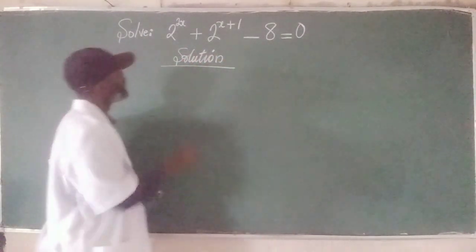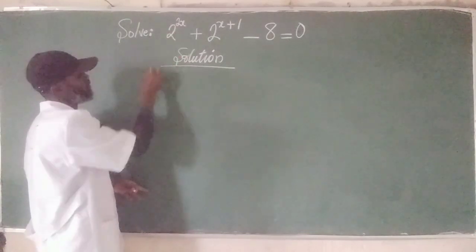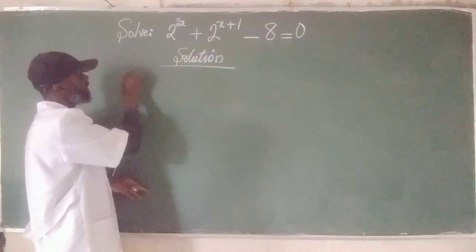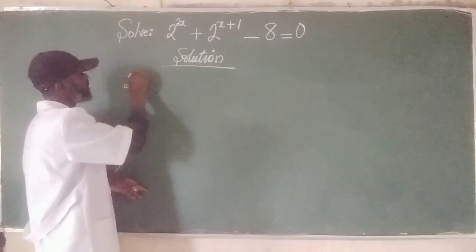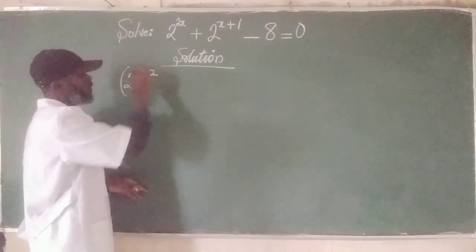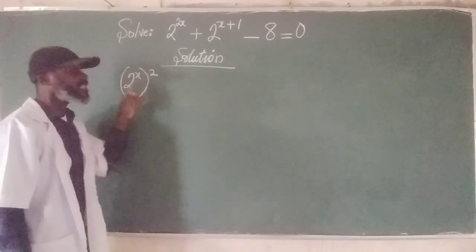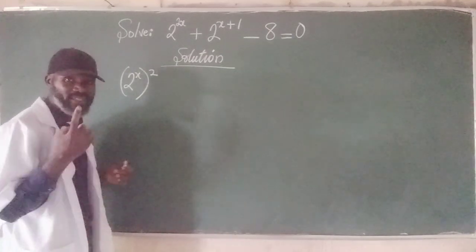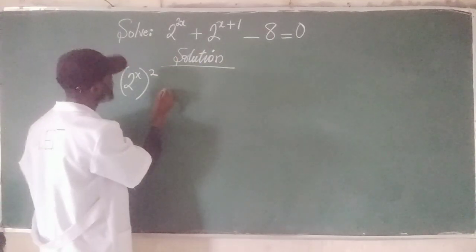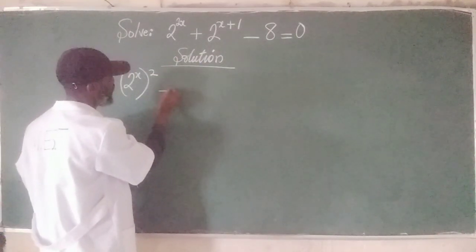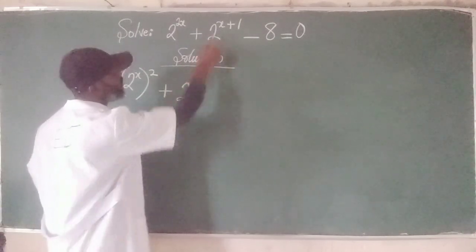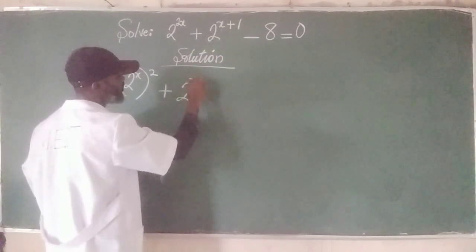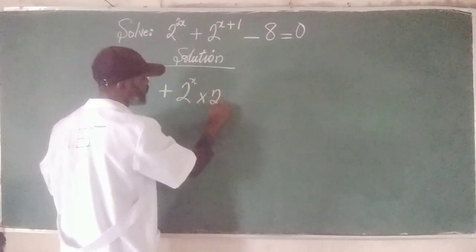Look at this. We simplify this in this way: 2^x and then squared. 2 exponent x and squared. That's the first thing. We move on to this point. We have plus 2. Look at it. We split again: 2^x times 2 raised to the power 1.